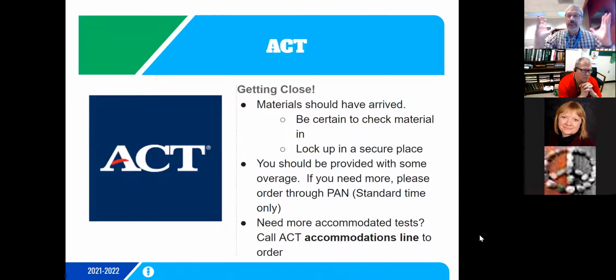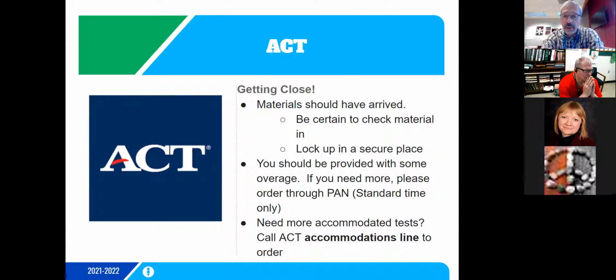Things that should have already been happening right now: first of all, your materials should have all arrived. Make sure that you have checked them in and inventoried the numbers, and make sure that those are right. Please lock them up in a secure place. You should have been provided some kind of an overage, and it varies from year to year what the number is. It might be as low as 10, or it might be several percent of your student population.